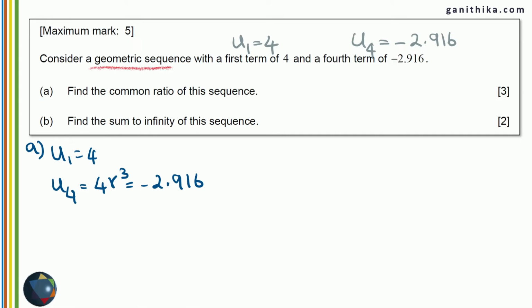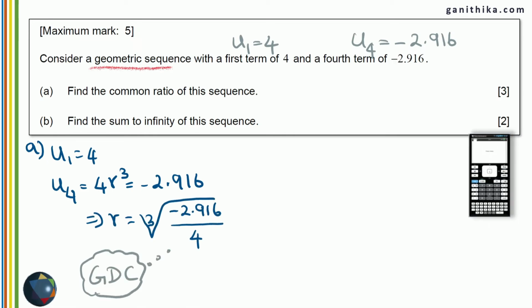Therefore, you can immediately say from here onwards, even without looking at the question given for A, that you can use GDC to solve for r as equal to negative 0.9, which is the first question actually. Question A is find the common ratio of the sequence, which you have directly done by using U4 is equal to negative 2.916. Now let's go to question B.